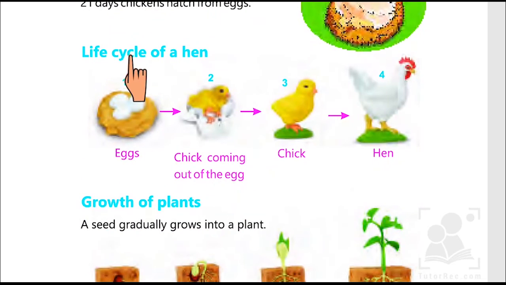Here you can see the life cycle of a hen, eggs. After 21 days, the chick comes out of the egg, it becomes a proper chick and then a hen.